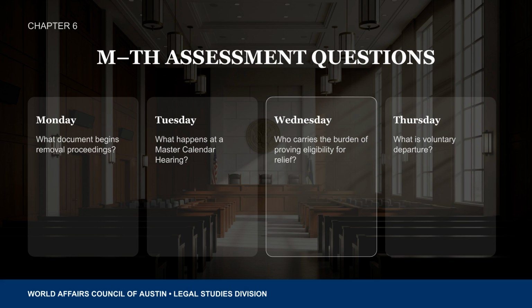Test your understanding of the chapter with these assessment questions, covering the start of proceedings, events in the Master Calendar Hearing, the burden of proof for relief, and the definition of voluntary departure.